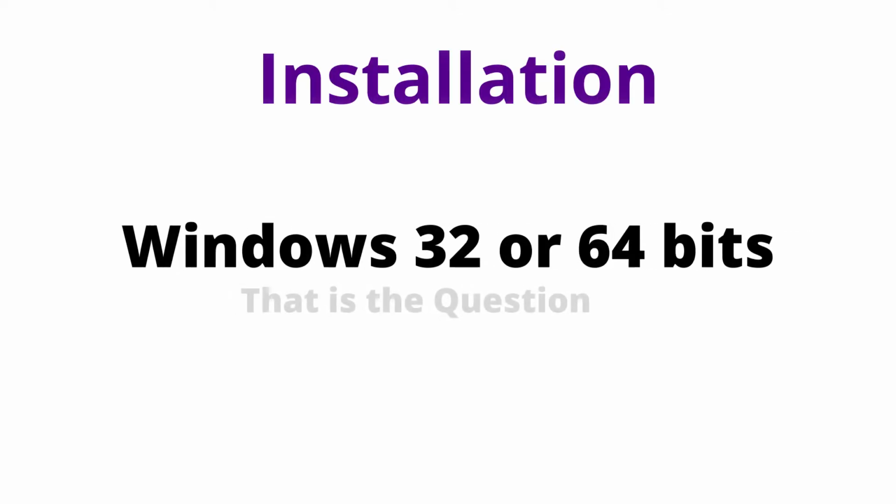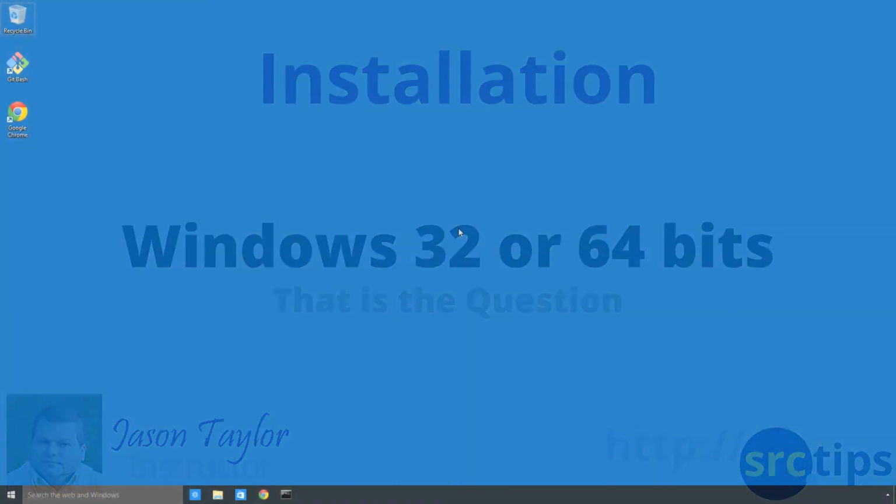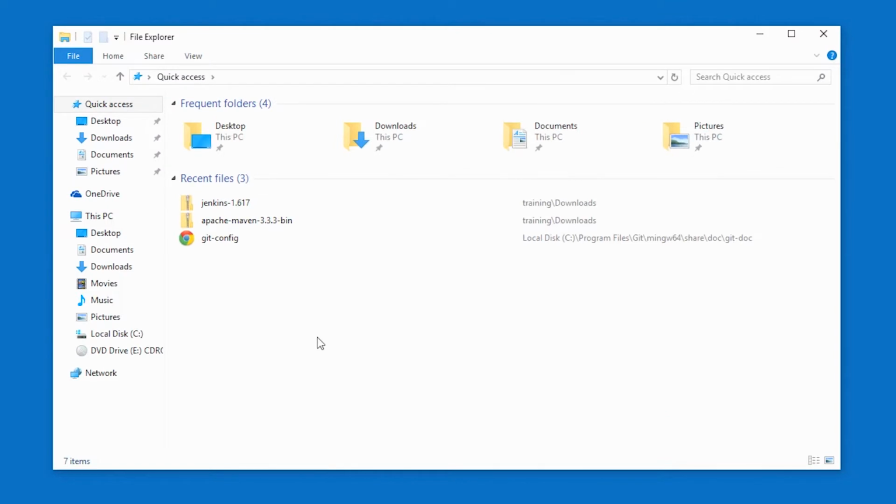Welcome. In this video, I'm going to show you how to tell if your operating system is 64-bit or not. I'm currently using Windows 10, although the steps will be very similar with other versions of Windows. I'm going to go to my File Explorer. File Explorer may be named Windows Explorer in prior versions of Windows.